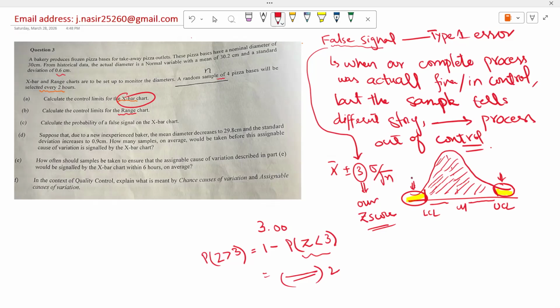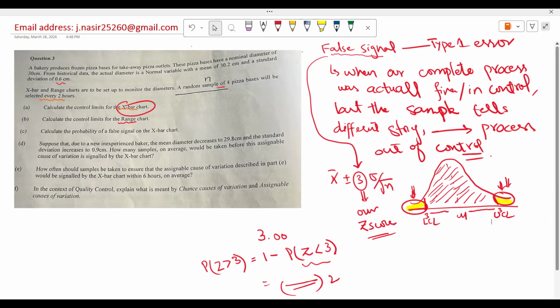Otherwise, you can calculate the value for this or for this separately, but both answers are going to be the same, because it's a symmetrical distribution on both sides of the mean mu. The area is the same. So you are 3 standard deviations to the right and 3 standard deviations to the left of it. So it doesn't matter, you can just find one and multiply it by 2.